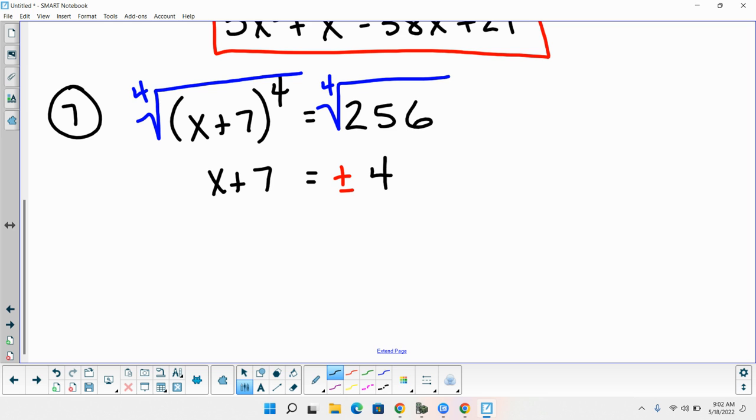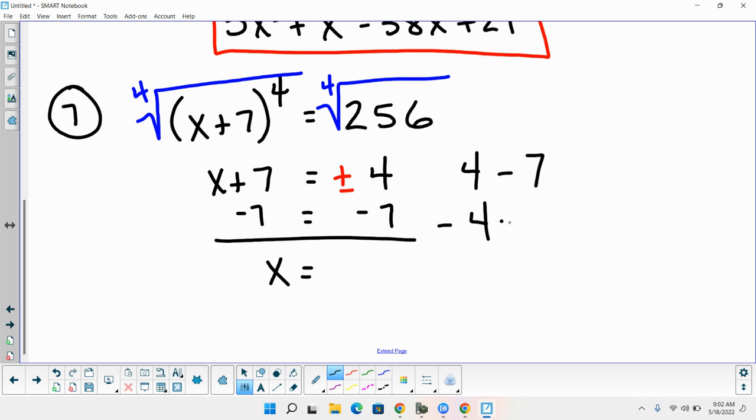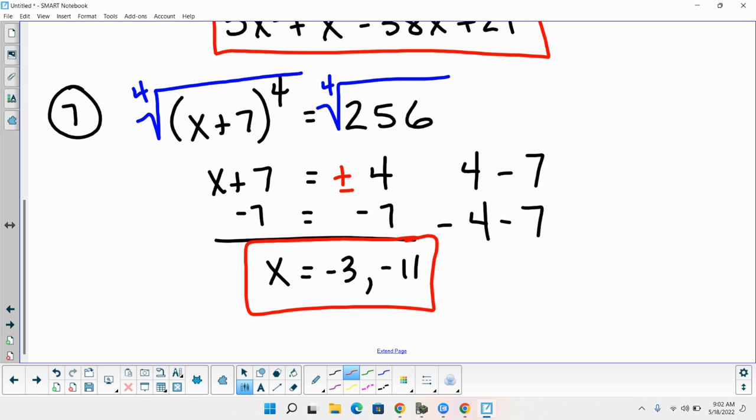Good. All right, so what do I got to do to get x by itself? Oh, you just subtract 7, right? You guys know how to do that. So there's 2 answers here, okay? There's positive 4 minus 7, and there's negative 4 minus 7. What's positive 4 minus 7? Negative 3. What's negative 4 minus 7? Negative 11, right? So there's my 2 answers.